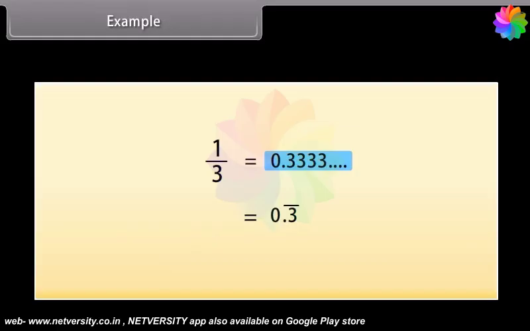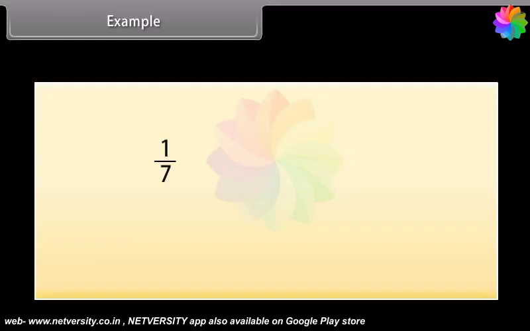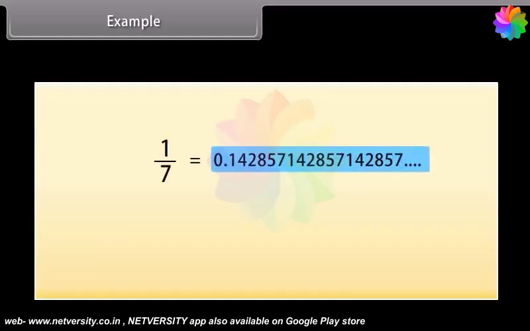Let's take another example. The decimal expansion of 1 by 7 is 0.142857142857 and so on. Here 1, 4, 2, 8, 5, 7 is repeating. So we can write it as 0.142857 bar.